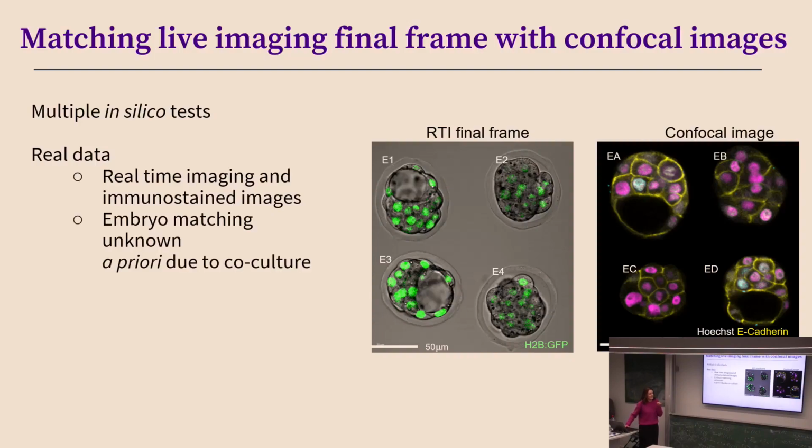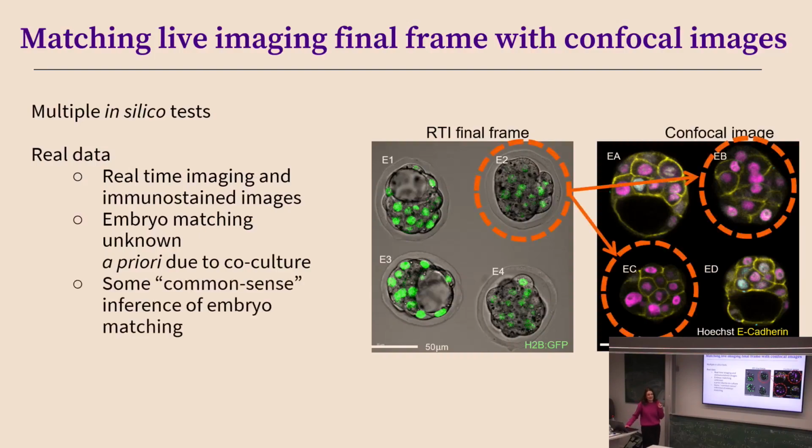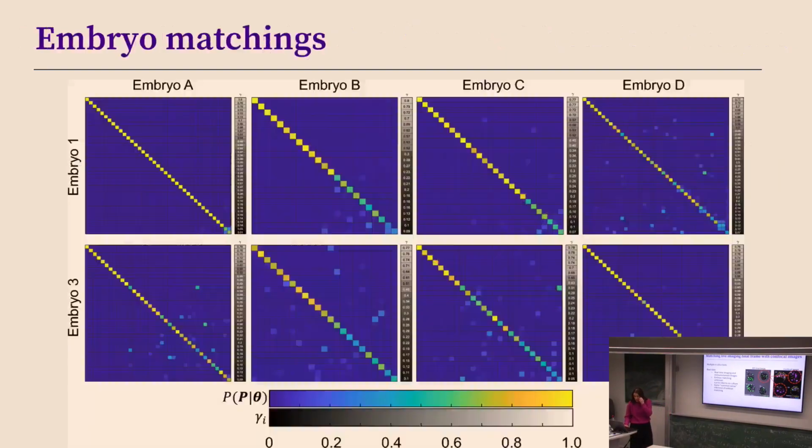We actually have an added challenge here that we don't know the embryo matching to begin with. We can make an educated guess. So for instance, embryo 2 here doesn't have a cavity, and embryos B and C in the stained image don't. But we don't know which one it is. And this is something that we can learn from our approach.